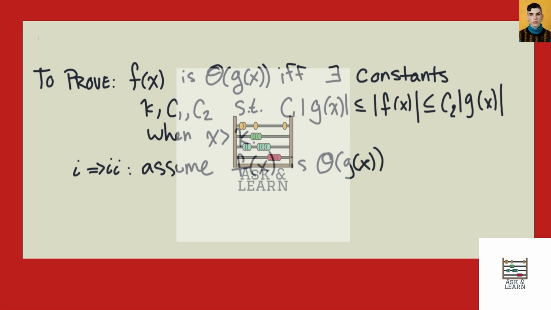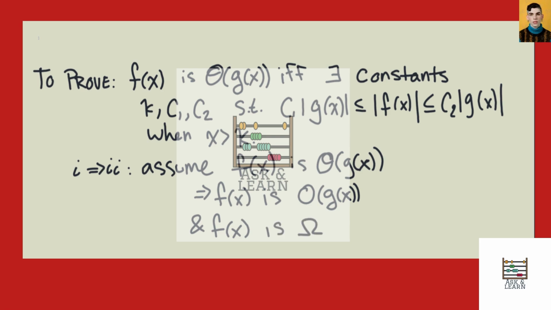Okay, well, by the definition of big theta, this implies that f of x is big O of g of x, and f of x is big omega of g of x.